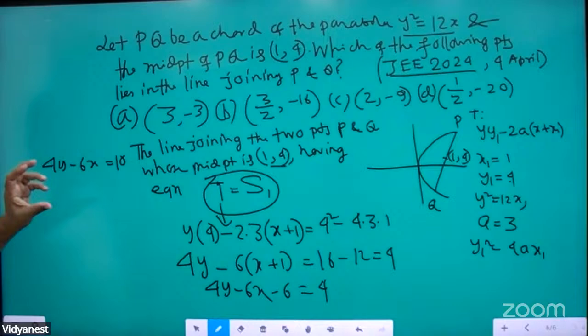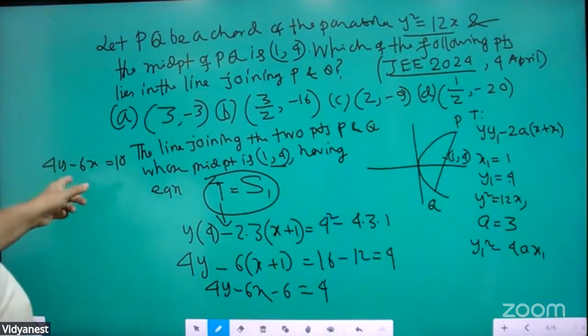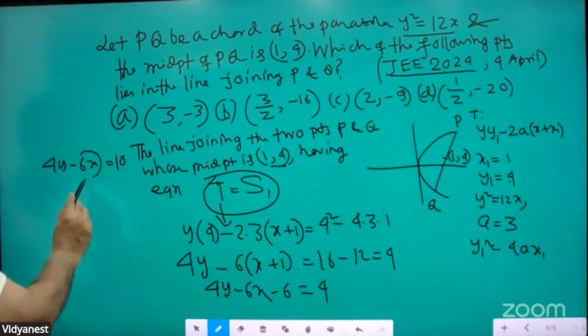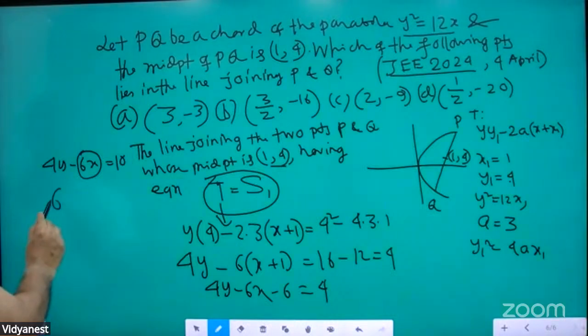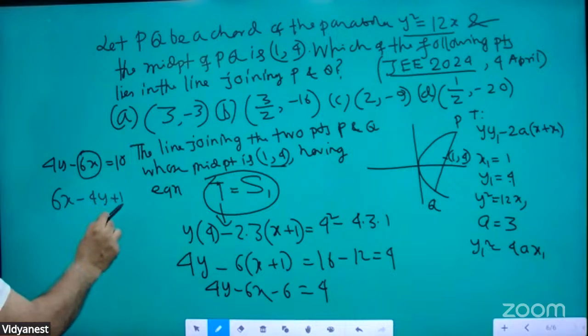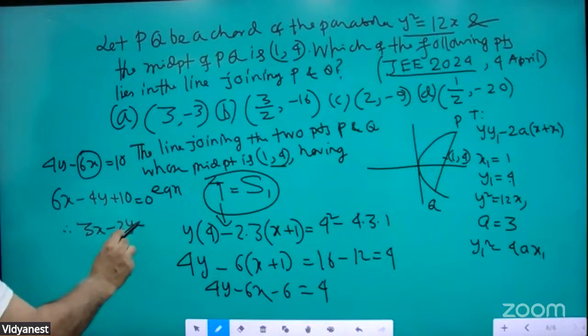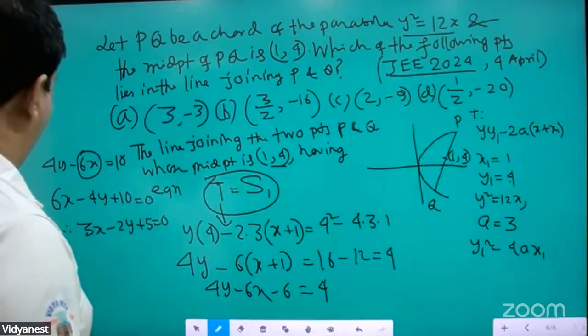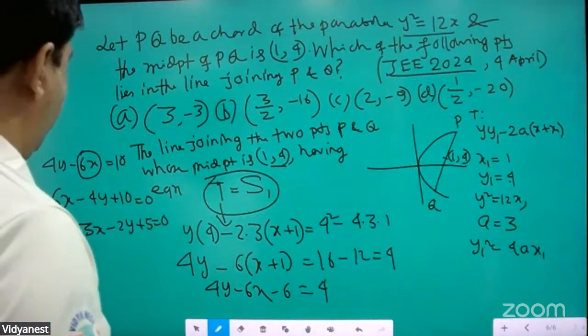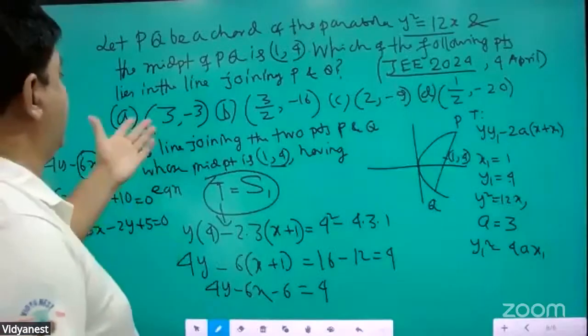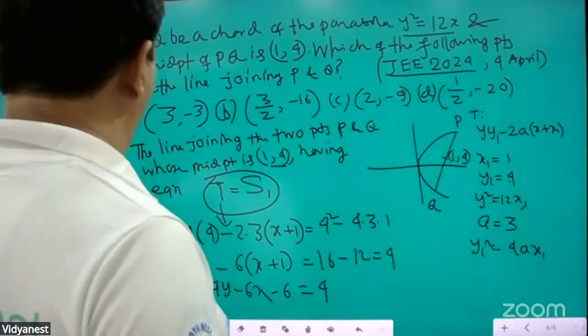Or better, you write it in the ax plus by plus c form, which means our role is to make this side positive. 6x minus 4y plus 10 is equal to 0. Therefore, 3x minus 2y plus 5 is equal to 0. Okay? Okay, sir. Hope there is no mistake.